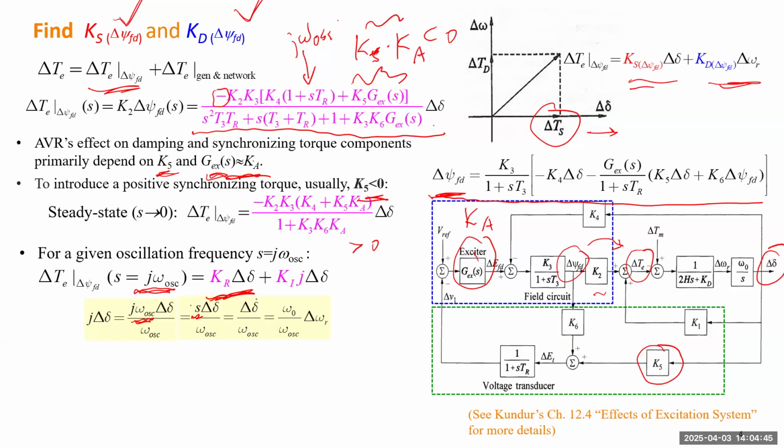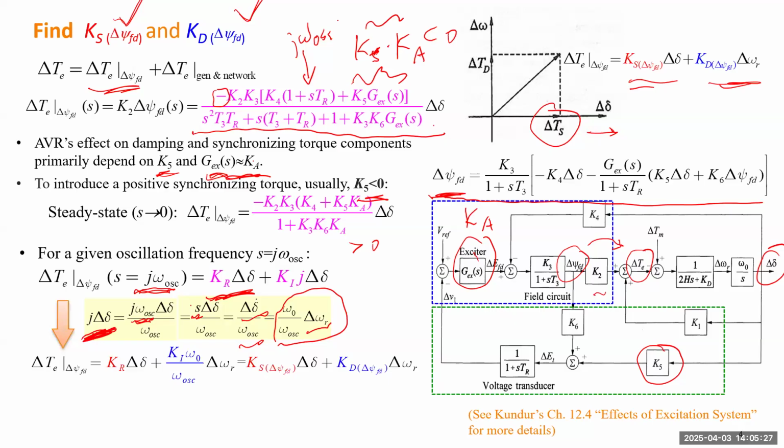So in frequency domain, S multiplied by delta delta will be delta delta dot, then divided by frequency. Then delta delta dot is delta omega R, which is speed deviation. All right, so this is actually just the speed deviation multiplied by a factor. That factor is just the synchronous frequency divided by oscillation frequency. If your synchronous frequency is 60 Hertz and oscillation frequency is 6 Hertz, that number will be 10. You have a 10 multiplying the speed deviation.